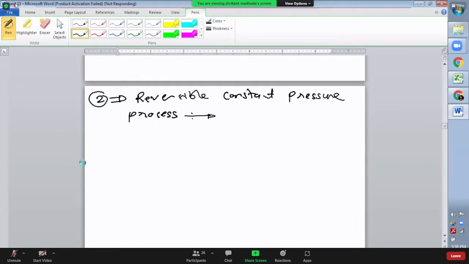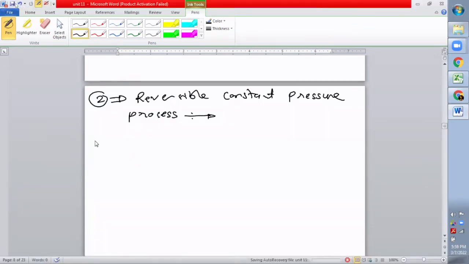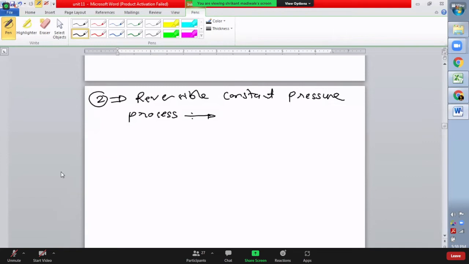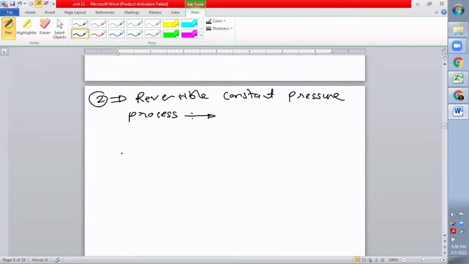But now in this case, when you want to maintain the pressure constant, we'll remove that stopper so that the piston is able to move in the upward and downward direction. But in order to maintain the pressure constant, we'll put a weight over the head of the piston. So this is the cylinder, and this is the piston, and over the head of the piston we'll put a certain weight.